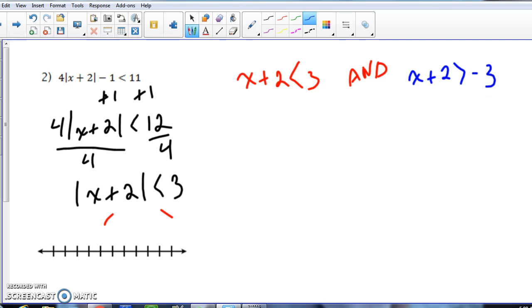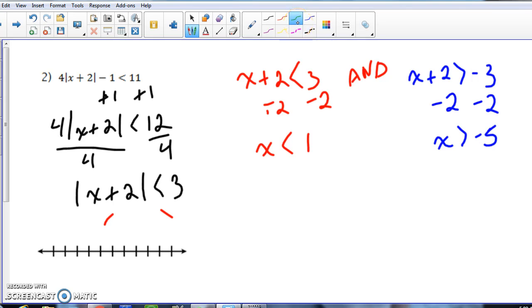Okay, now I have to solve both of these. But once I get these set up, these solves are pretty quick. I mean, most of the time they're 1 to 2 steps. The first one gives me x is less than 1. And x is greater than negative 5. Again, and graphs talk about what we have in common. What part of the number line is a solution to what I have in red and what I have in blue at the same time.